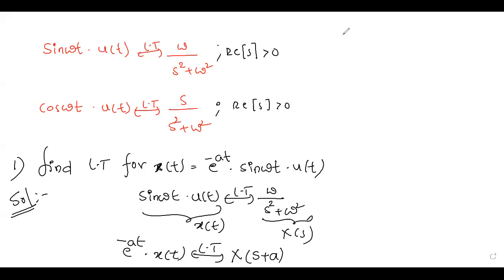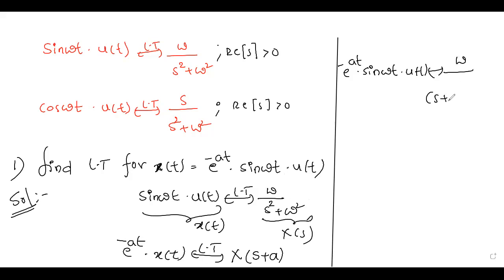So using this property, e power minus a t into sine omega t into u of t, what is its Laplace transform? This is our x of s. Here e power minus a t is multiplied with this x of t, so what is the change on this side? S has to be replaced with s plus a. That is the only change, right? So omega by s plus a whole square plus omega square. This is the corresponding Laplace transform for this function.